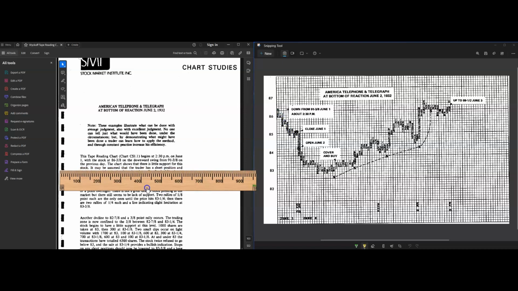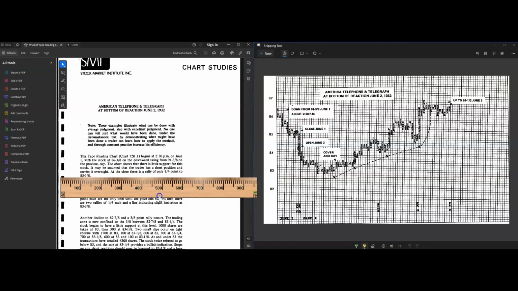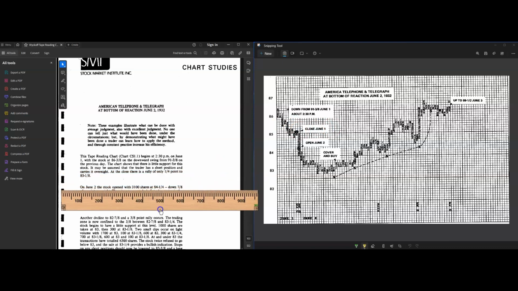All right, the chart shows that there is little support for the stock. How do you know? It keeps on going down. No base building. All right, again, no base building. It just breaks support. It doesn't hold. If it holds, you would have a base, because tap once, tap twice, tap 3 times, you would have horizontal formations. But that's not the case. It may be assumed that the trader has a short position and carries it overnight.